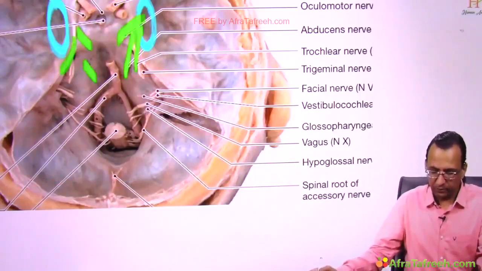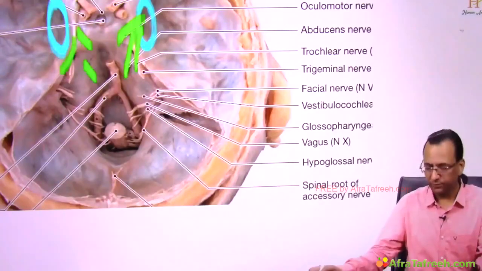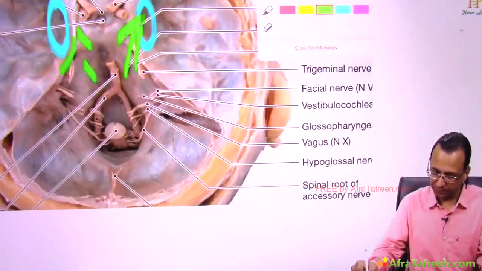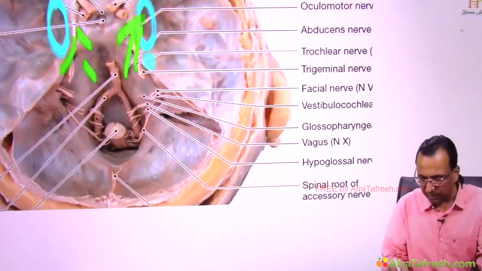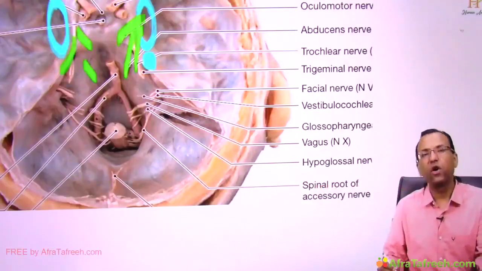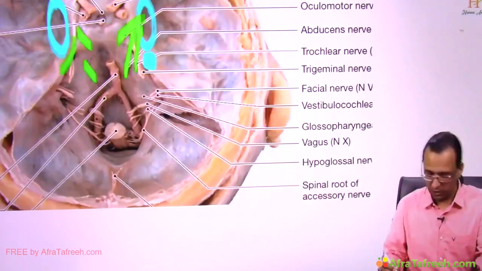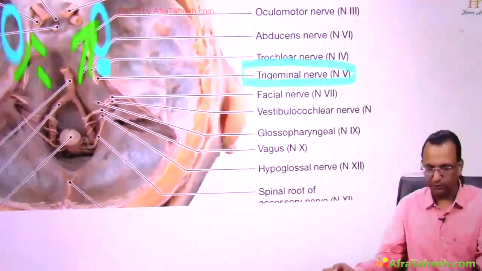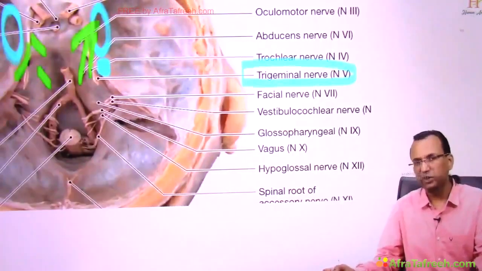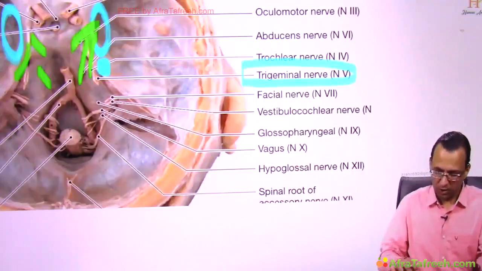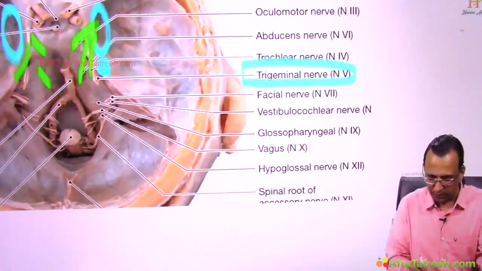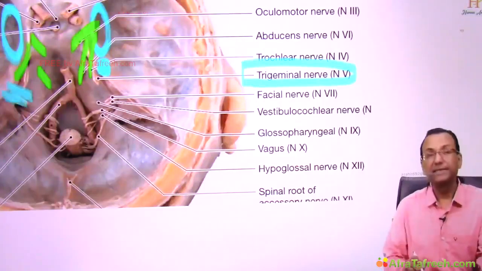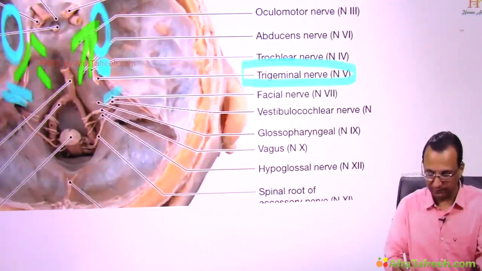Where is the fifth nerve? You will see the fifth nerve has a ganglion at the floor of the middle cranial fossa, the trigeminal ganglion. So this is the trigeminal nerve. Can you tell me what is this nerve going into the internal auditory meatus? 7 and 8.